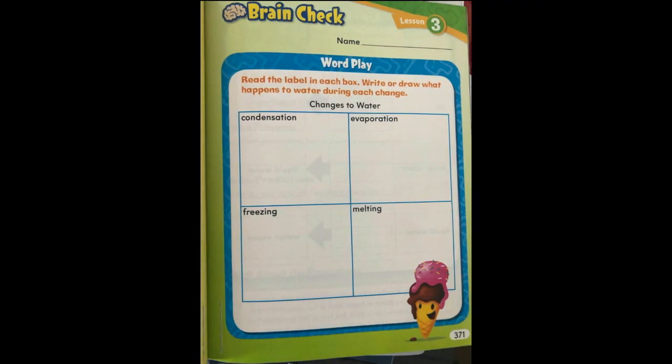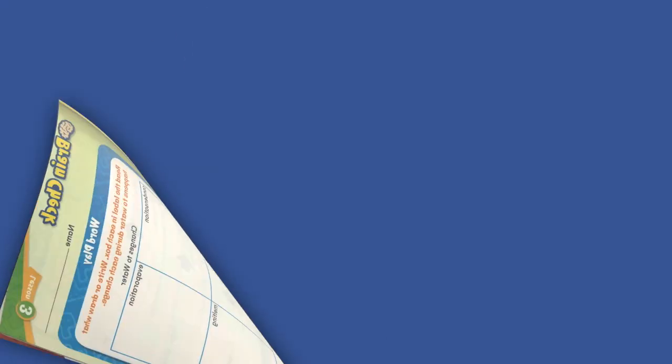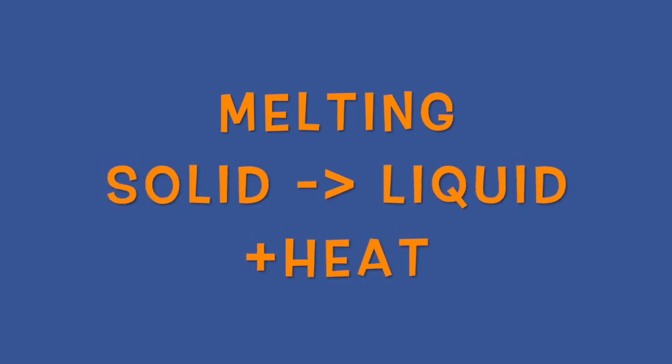The last box asks us about melting. What happens to water when it melts? Of course, liquid water cannot melt. We need to have solid water in the form of ice first. When we add heat to the solid ice, it melts and turns back into liquid water. Solid to liquid is melting.